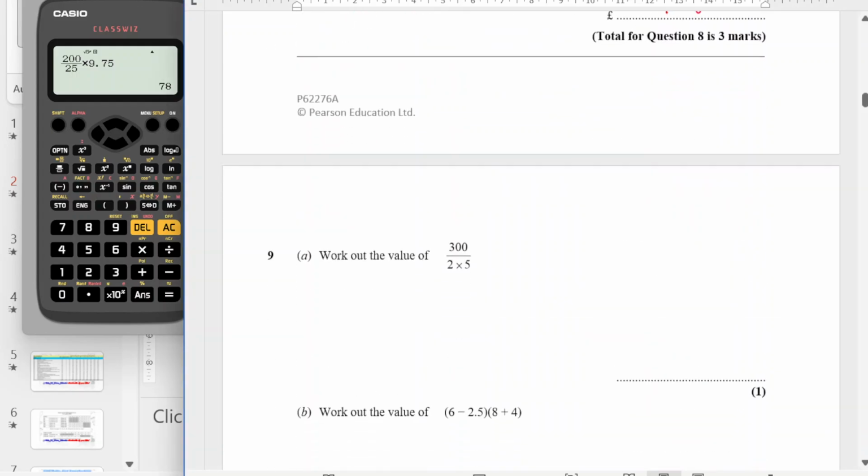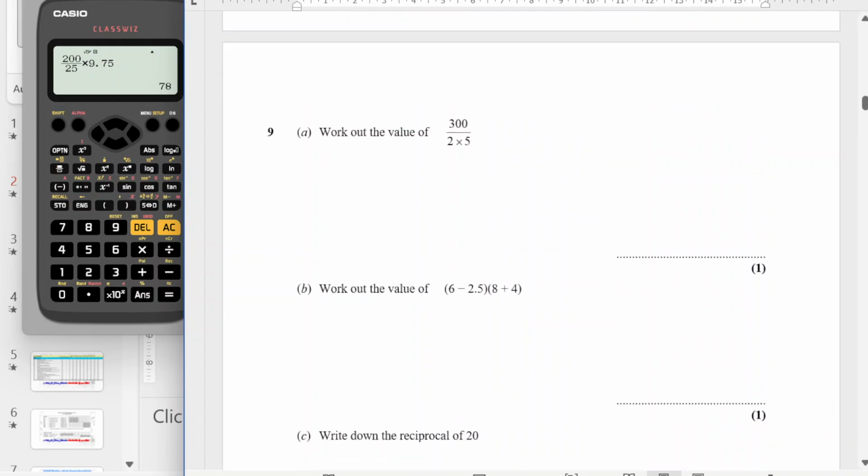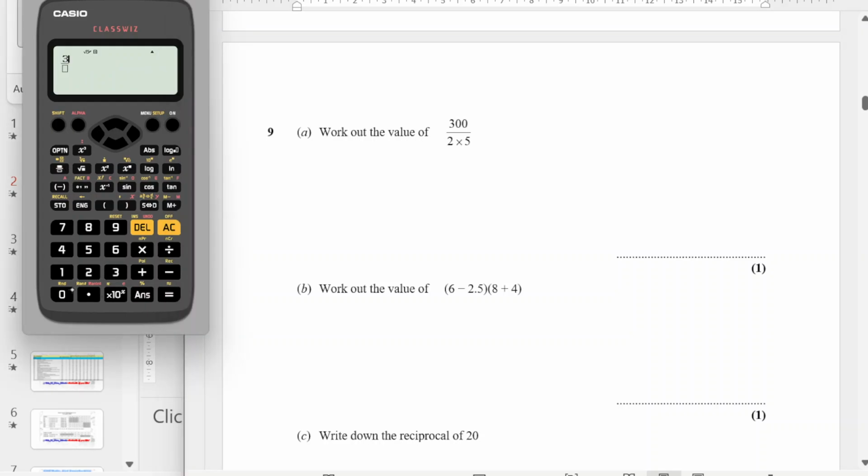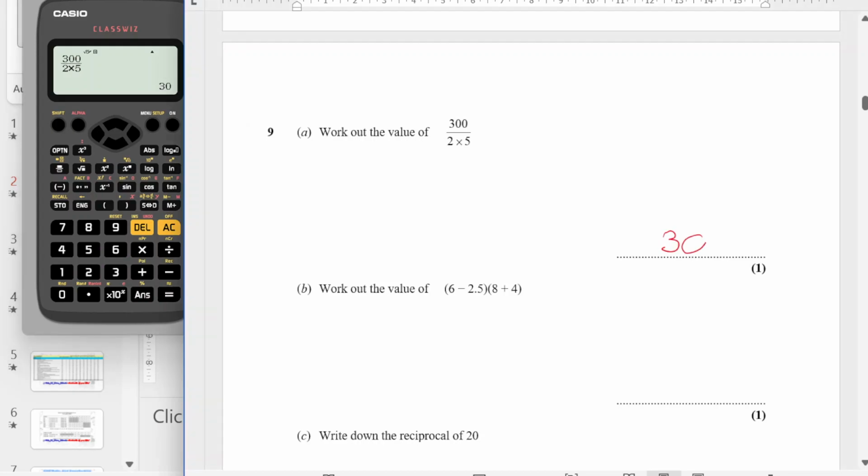Okay, question 9. Work out the value of 300 divided by 2 times 5. Again, I wouldn't do anything other than type that into my calculator. So 300 divided by 2 times 5. Only 1 mark for this question, so it's just 1 mark for the answer. So I wouldn't do anything more complicated than that.